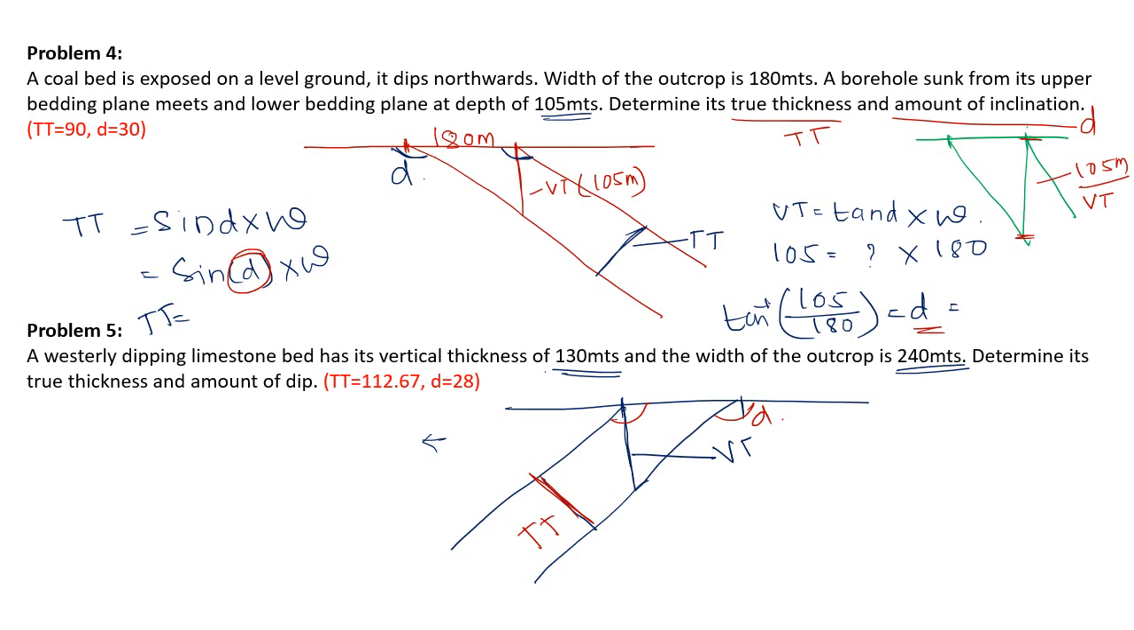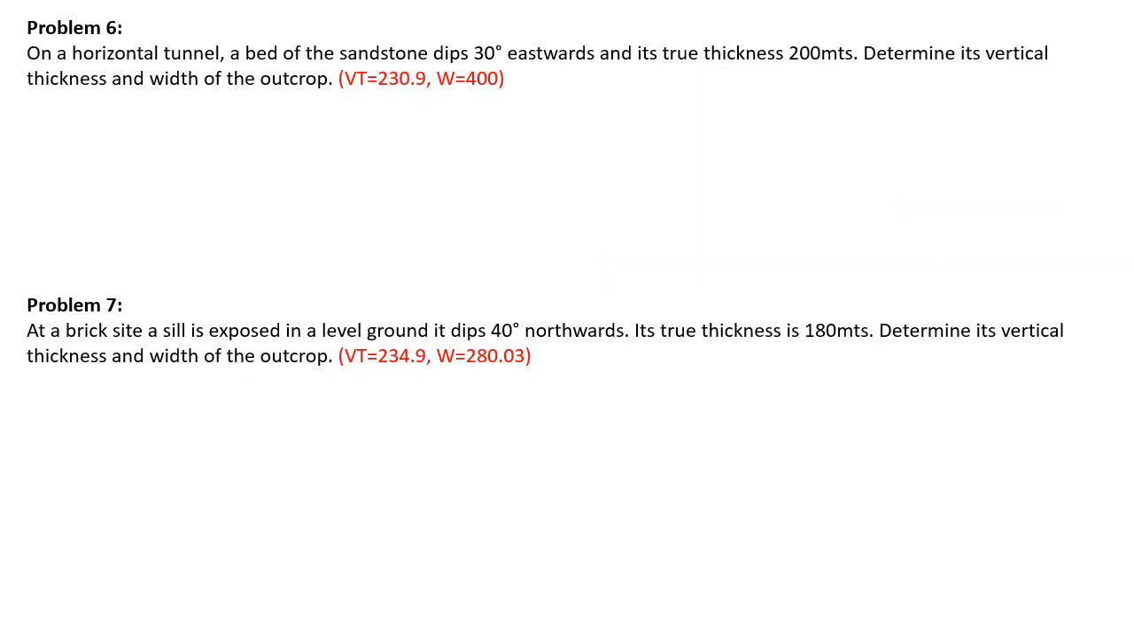Okay, now moving on to the next problems. These are the last problems. On a horizontal tunnel, a bed of sandstone dips 30 degrees eastwards and its true thickness is 200 meters. So here they give the true thickness. They have not given a vertical thickness. So how will we draw it? Determine its vertical thickness and the width of outcrop.